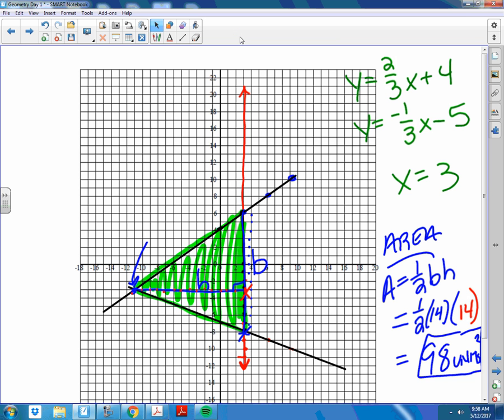Be amazed if I did that in my head. You know how I did it? What's 1/2 times 14? 7. What's 7 times 14? Not that impressive. I always take the 1/2 times an even number and it creates a smaller number, and then I just multiply that number forward.